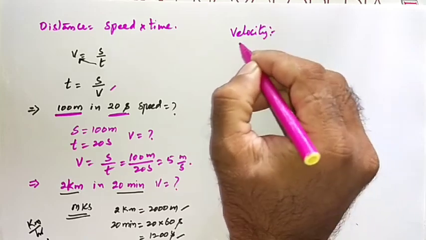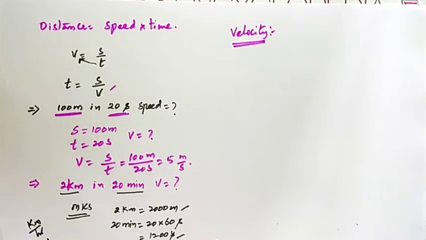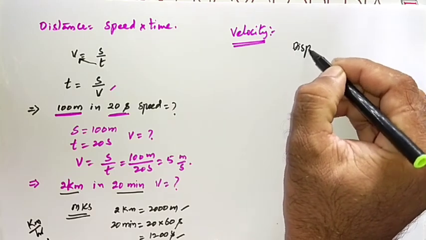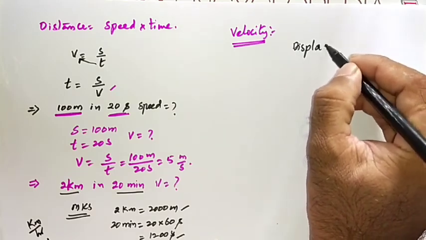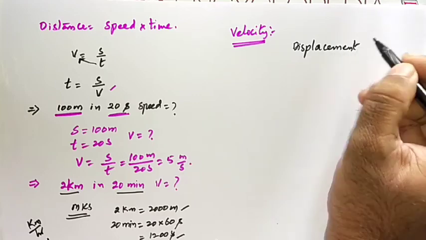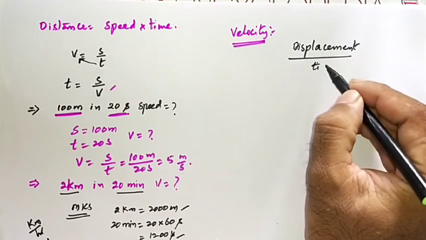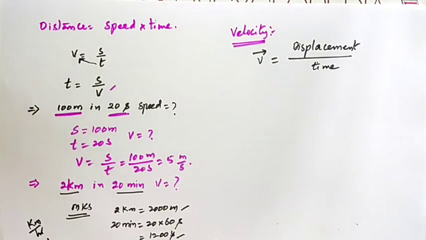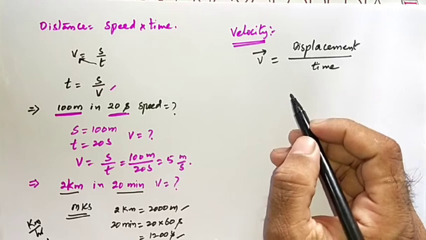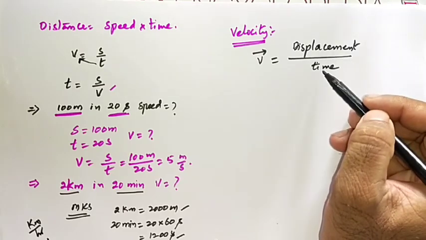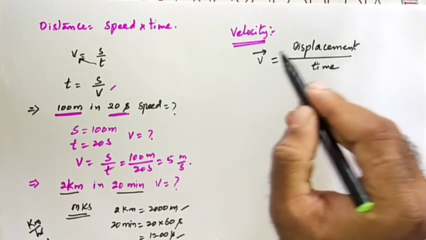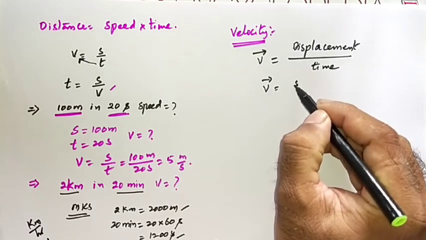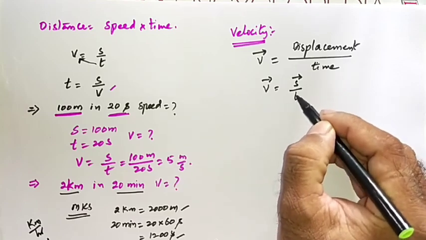Now let us see what is meant by velocity. Till now we learnt about the speed of the body. Now we are going to discuss velocity. Velocity is nothing but the displacement covered by the body in unit time. This is known as velocity. So speed is distance by time. Velocity is displacement by time. So velocity is equal to displacement, symbol s bar, by time.